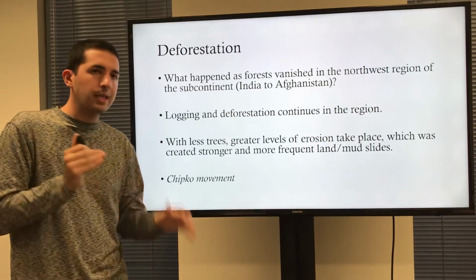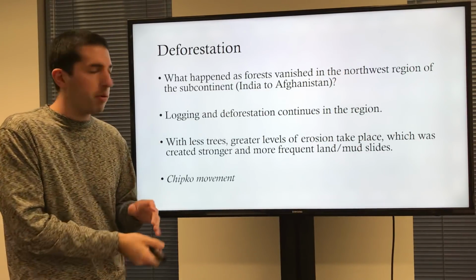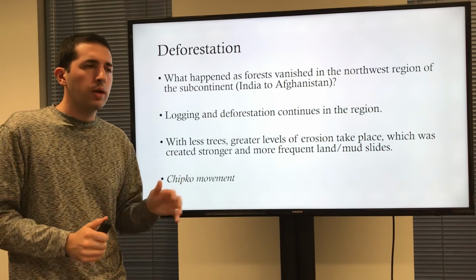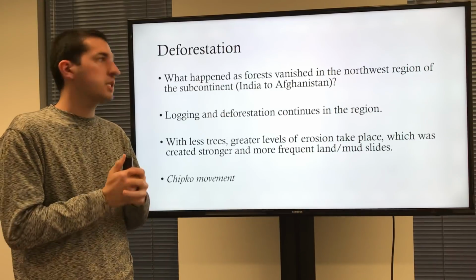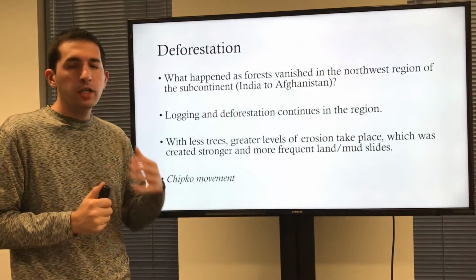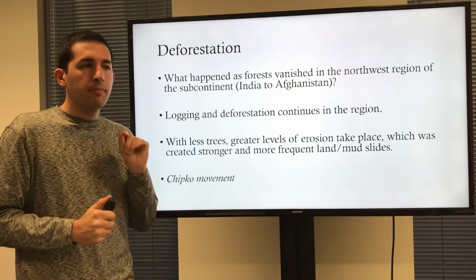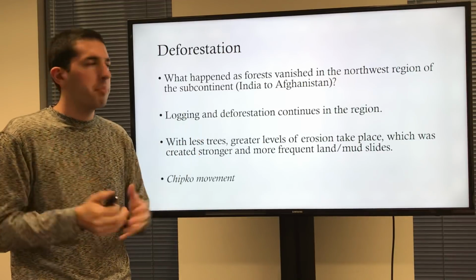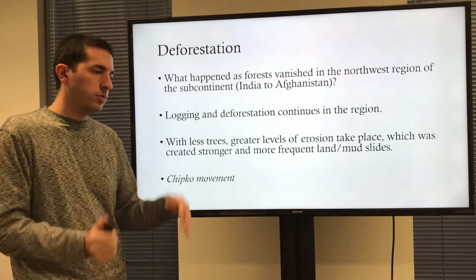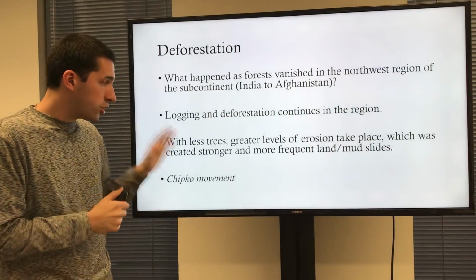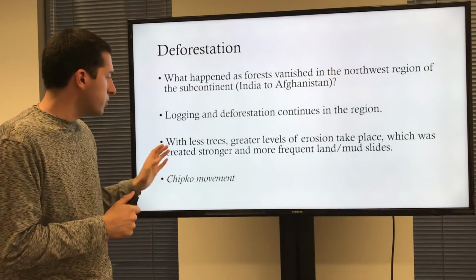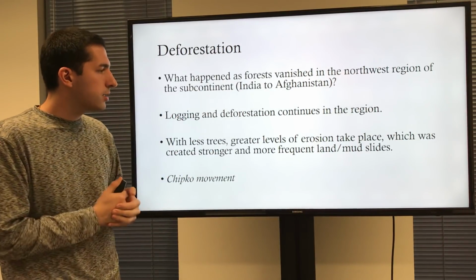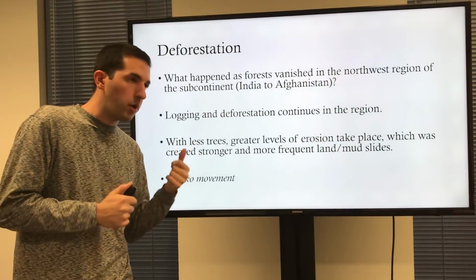So deforestation, obviously never a good thing when we bring it up. Logging and deforestation continue in the region. Back in the mid-1800s, in the prime of British colonization, about 1 million trees were felled every year to make room for transportation in this part of the British Empire, in what we now know as India, or what was British India. With fewer trees, greater levels of erosion take place, which created stronger and more frequent land and mudslides. We've already talked about that, but I want to reiterate it because it's an important point.